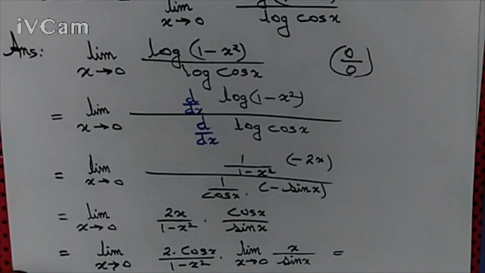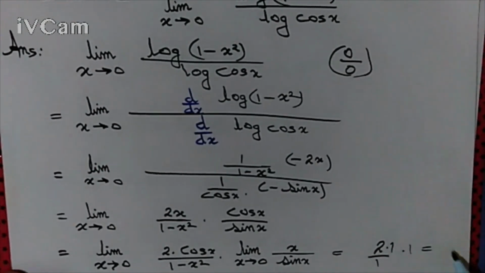Well, you can apply L'Hopital rule, or you can write it directly. Limit x tends to 0, x by sin x is 1, and limit x tends to 0, cos x by 1 minus x squared is just 1 by 1, so 2 into 1 by 1. So the limit is 2.